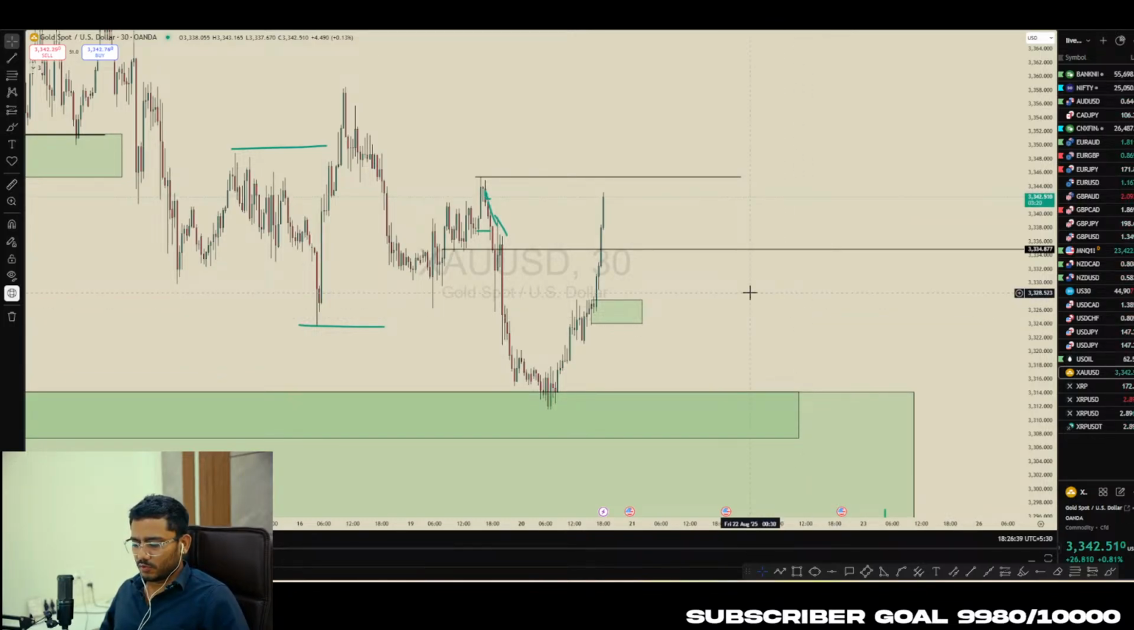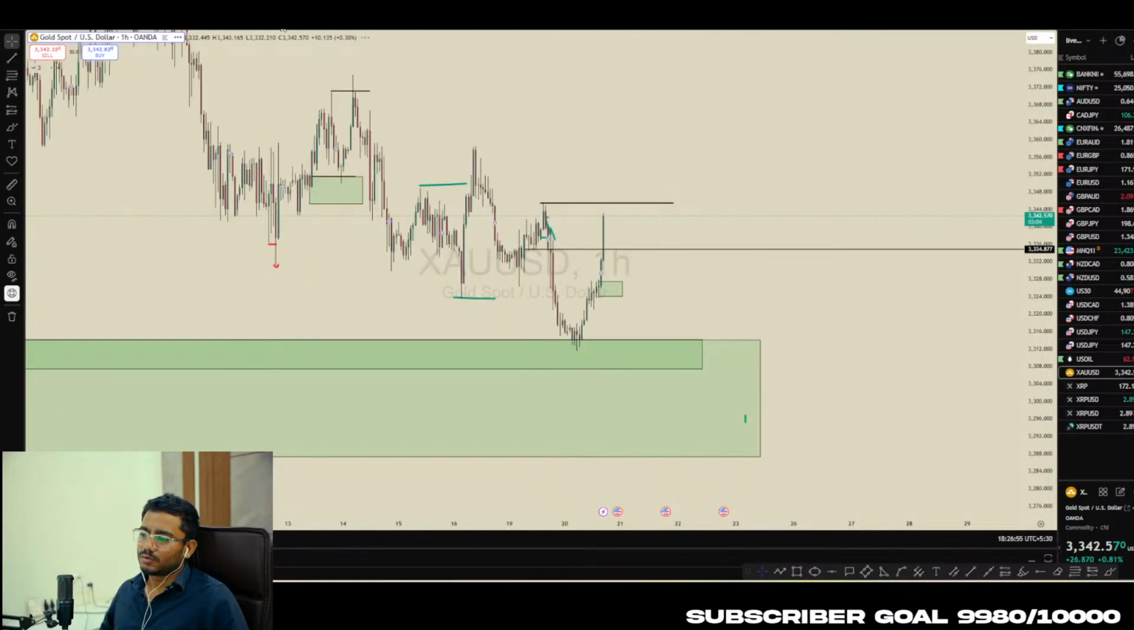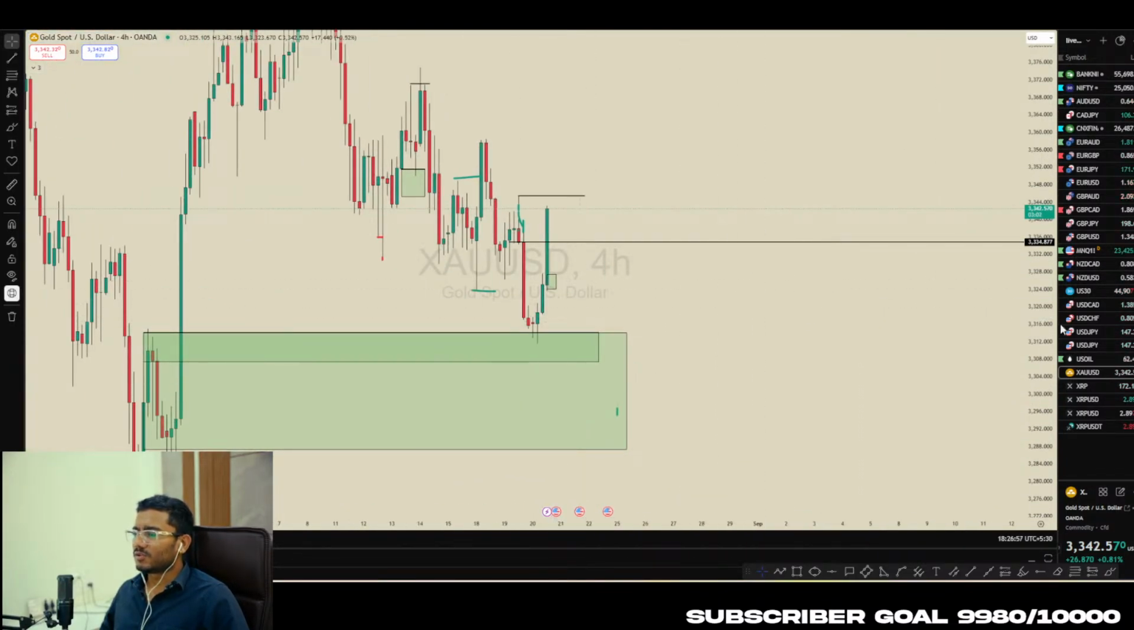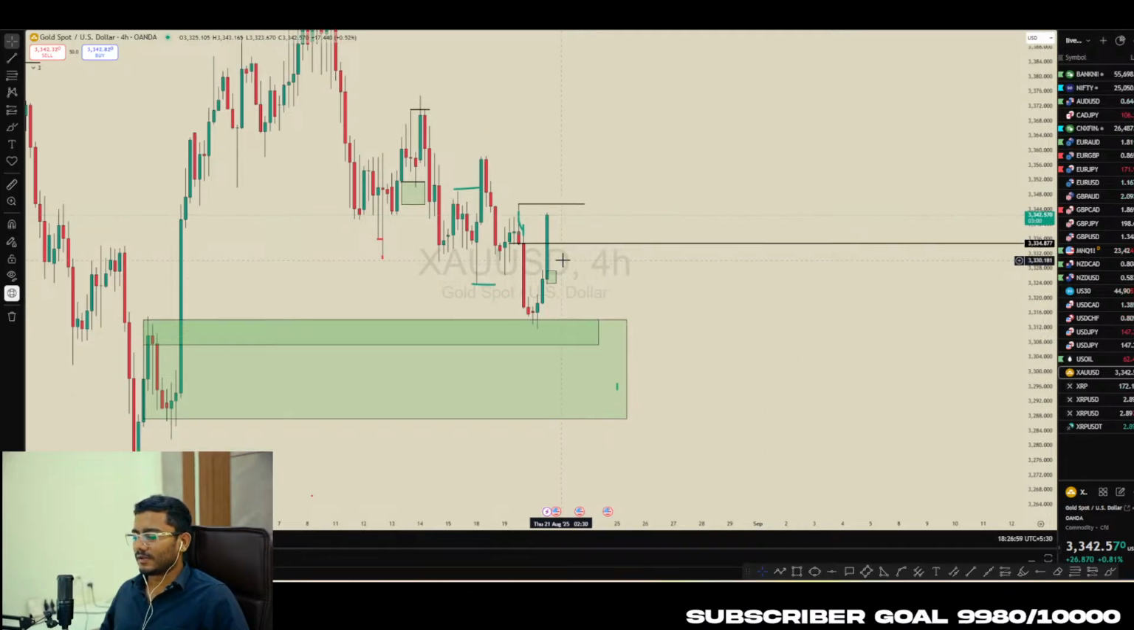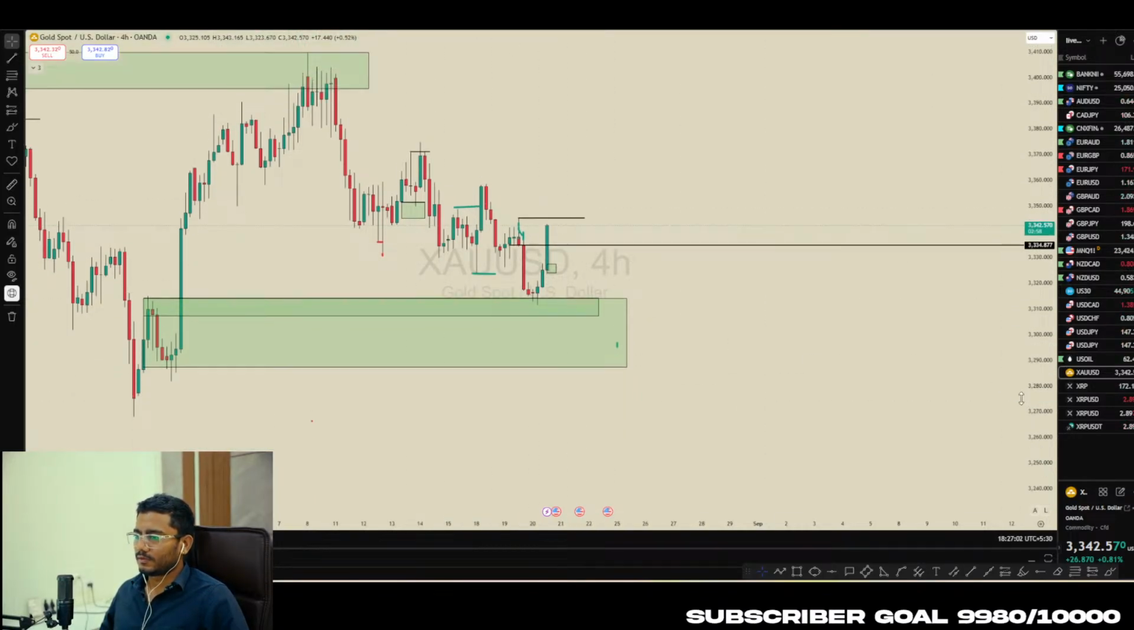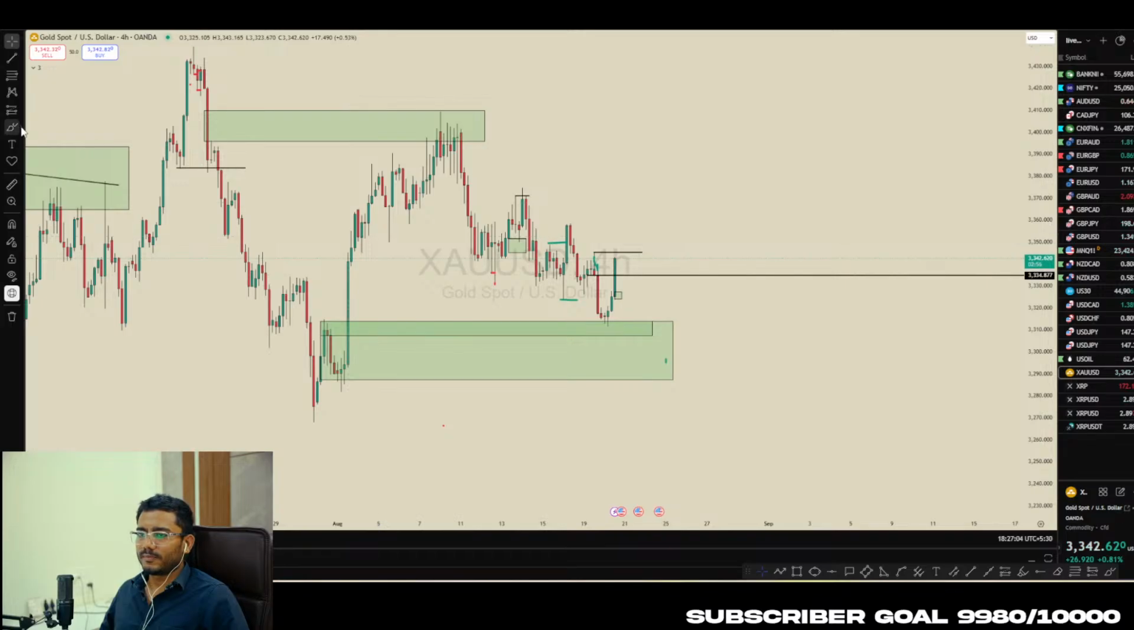Holding from 3325, trailing 336. Yes, you can hold. I think it will continue. So hold. You can close 50-60% and you can hold this trade to the upside. Because if this high breaks, then probably it will shoot and you can target 3376.